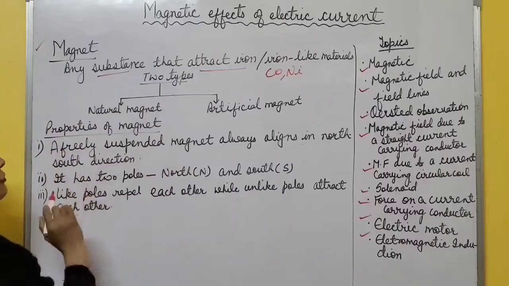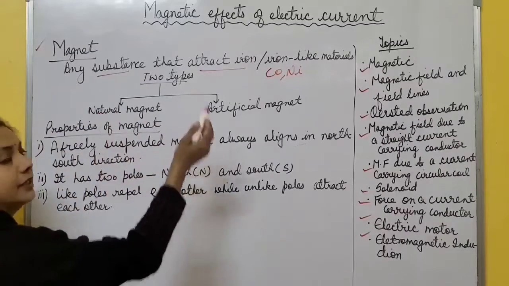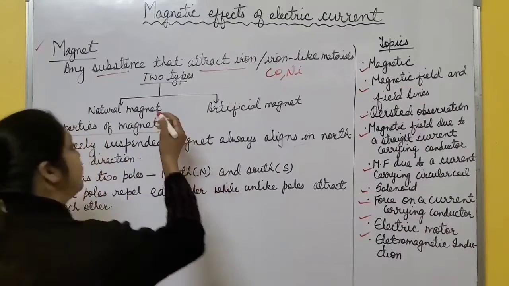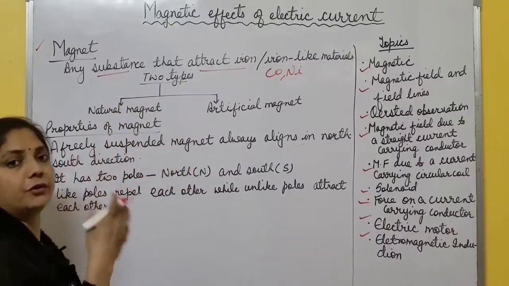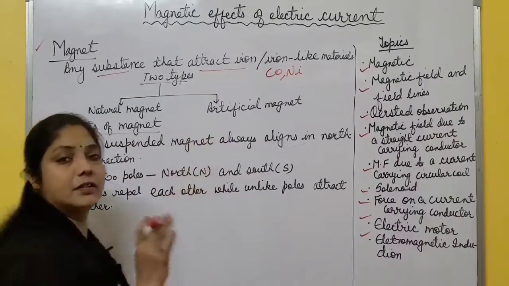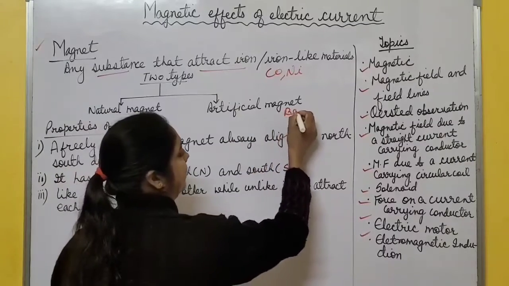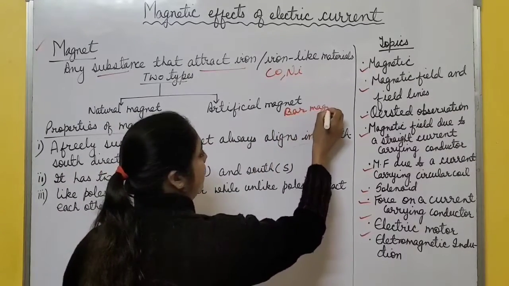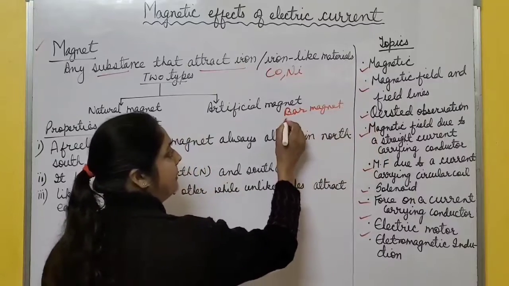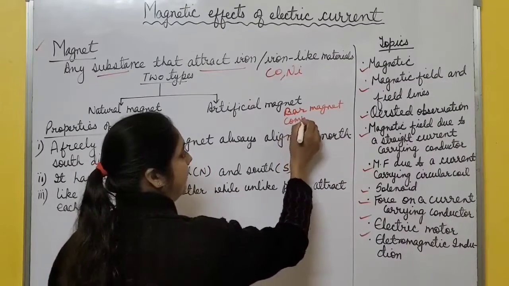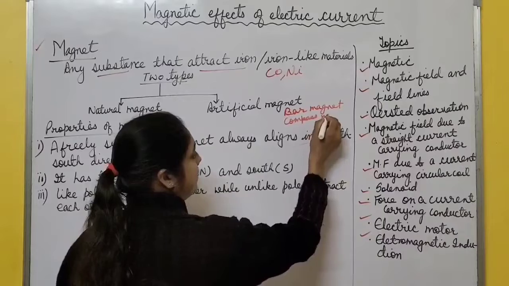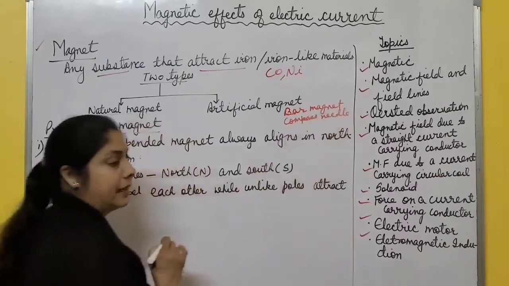There are two types of magnet. One is natural magnet, another one is artificial magnet. Natural magnets are those magnets which are found in nature. Artificial magnets are those magnets which are made by man, for example bar magnet, right? Horseshoe type magnet, compass needle is also an artificial magnet. Compass needle, all these are artificial magnets.